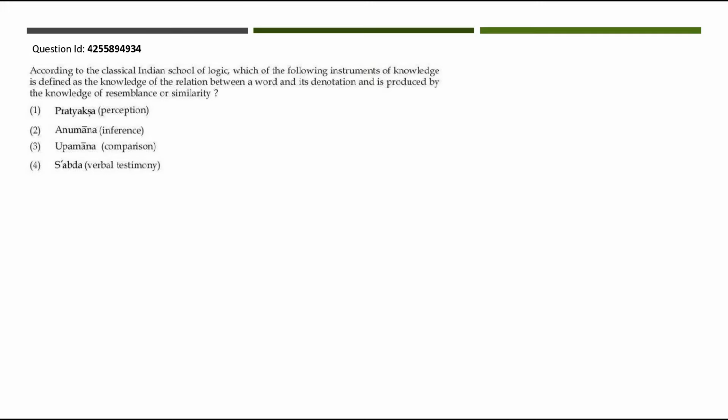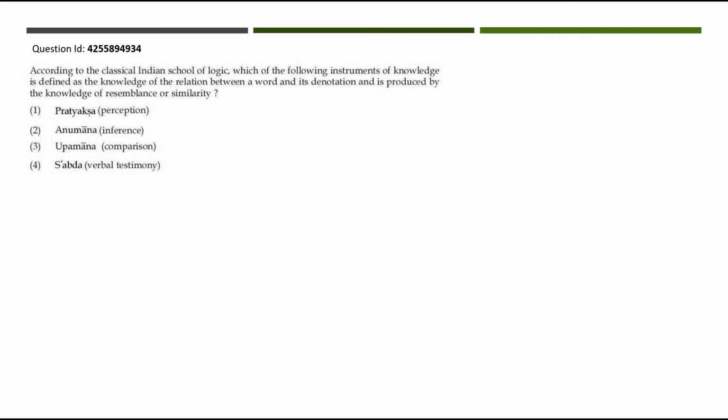Next question, according to the classical Indian school of logic, which of the following instruments of knowledge is defined as the knowledge of the relation between a word and its denotation and is produced by the knowledge of resemblance or similarity?